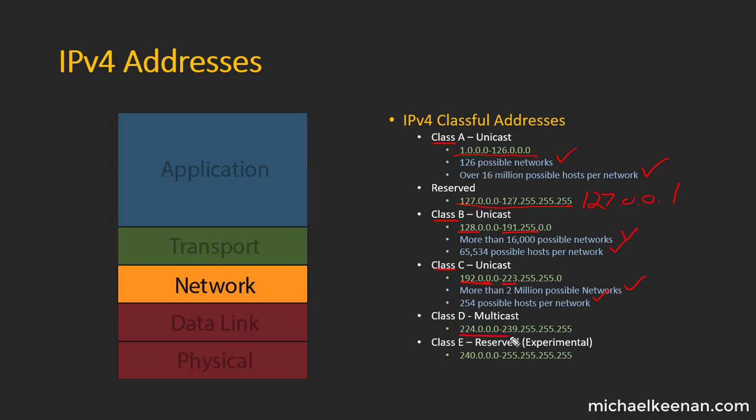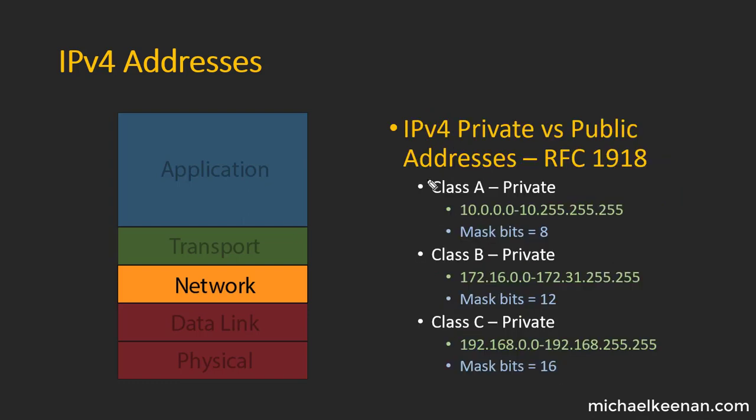Class D, this is your multicast addresses. That's 224.0.0 through 239.255.255.255. And then lastly, you have your Class E, which are your reserved, also known as experimental addresses, which range from 240 to 255.255.255.255. And then you of course have your private IP addresses, and each class has its own private IP address range.